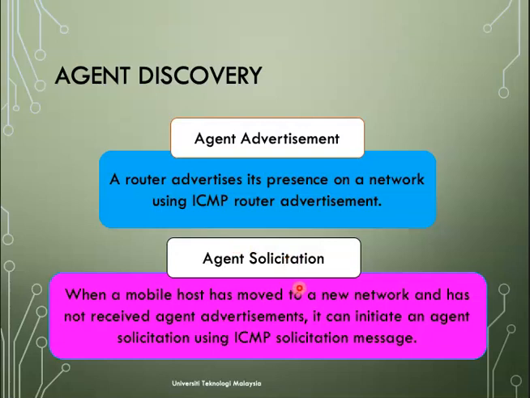For agent solicitation, when a mobile host has moved to a new network and has not received agent advertisements, it can initiate an agent solicitation using an ICMP solicitation message. This is used to inform the agent that it needs assistance. Basically, the mobile host will listen for router advertisements, or send a solicitation to discover the nearest router.